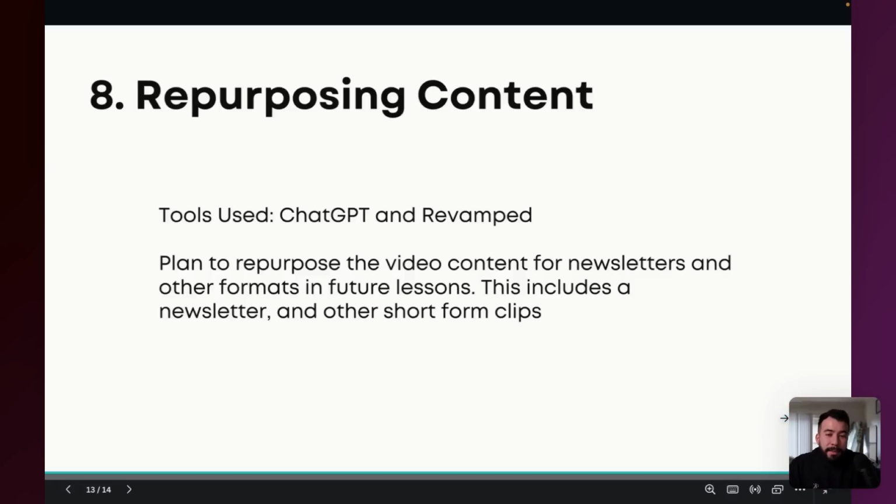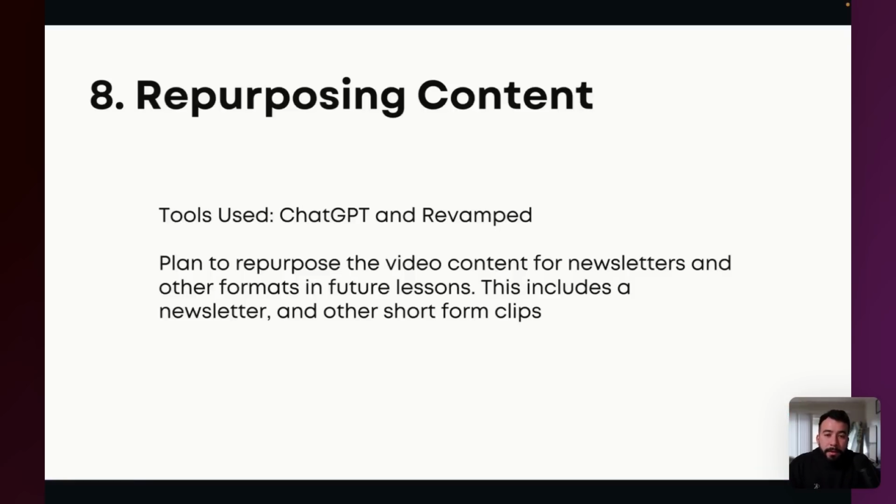Last but not least, you can start to repurpose your content. So once you've written your whole entire article, you can use either ChatGPT or a tool called Revamp to repurpose your entire post if you want to put it on social media, if you want to create a YouTube video, if you want to do it for Twitter or LinkedIn or anything like that. You can use specific tools like ChatGPT or Revamp to repurpose your entire article, again, into a newsletter or whatever it may be.